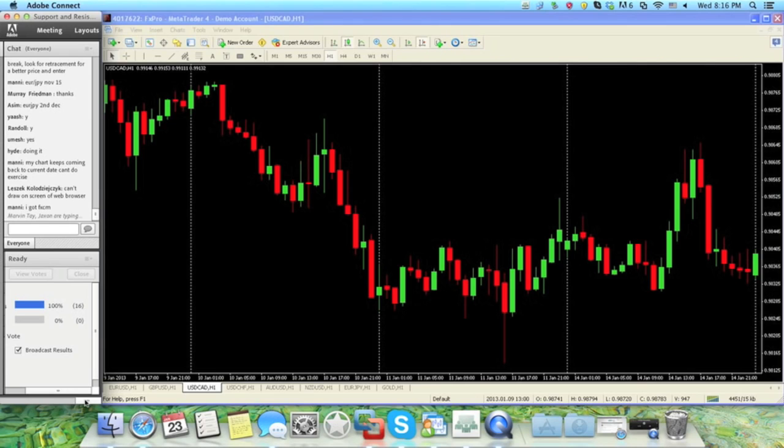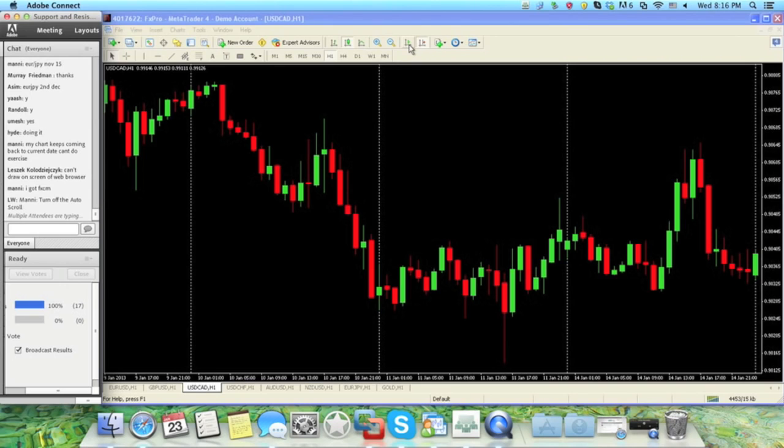Can draw on screen or web browser? No, I meant to say draw on your charts. Manny, the charts keep coming back to current date. What you do is you click on this icon here. This icon basically auto scrolls.